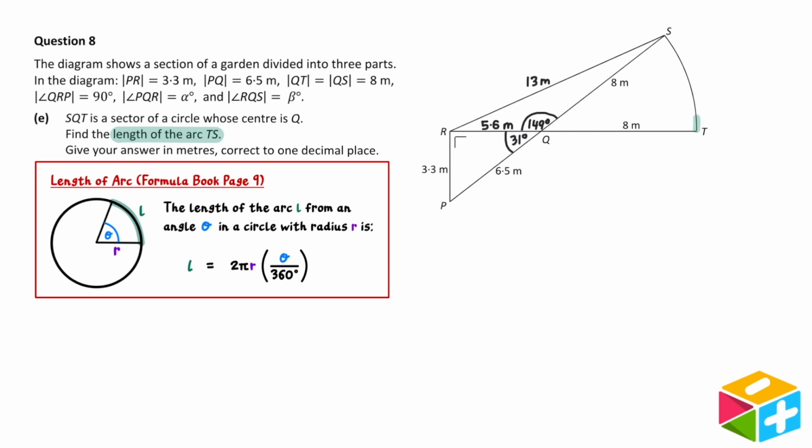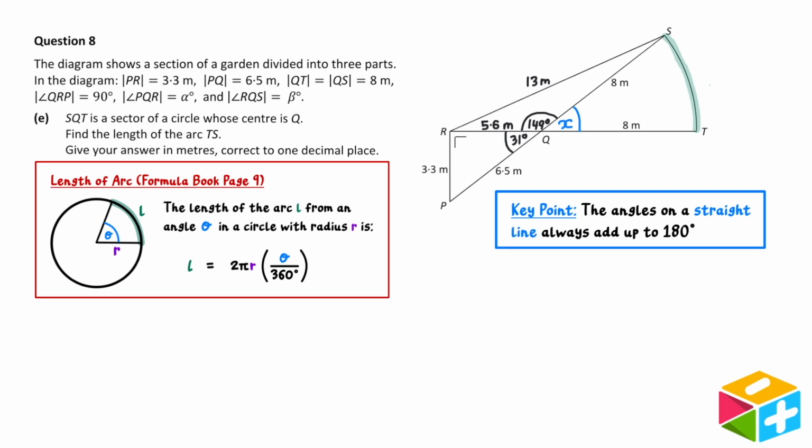We want the length of the arc from T to S. To be able to use our formula, we need to know the size of the angle which spans this arc. Let's label it with x. Finding this isn't too difficult.